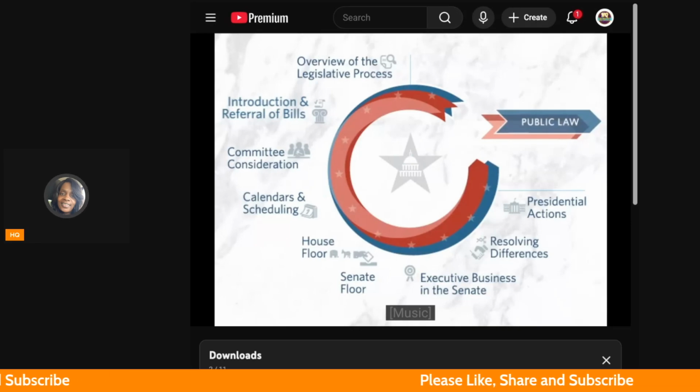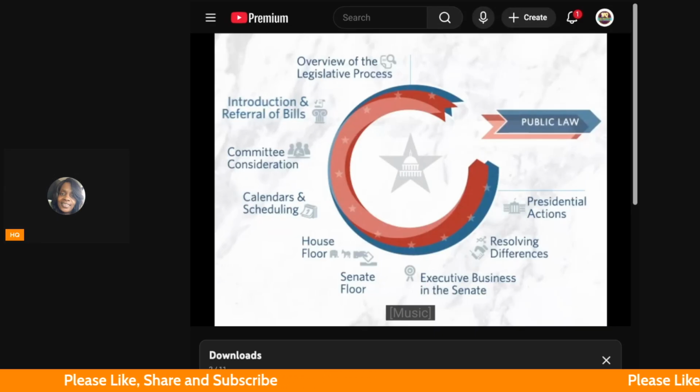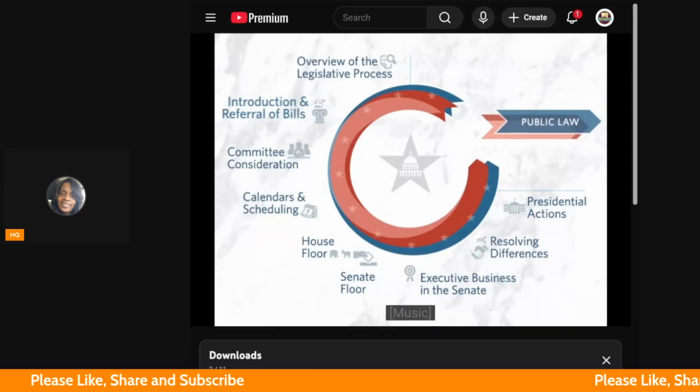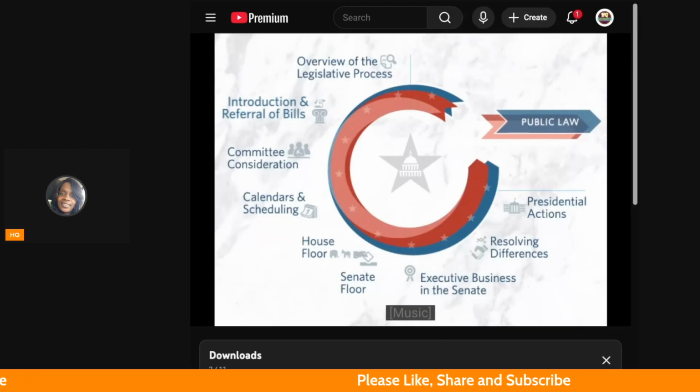Reaching a calendar signals survival, not success. At this point, the question is no longer whether a bill is valid, but whether it's worth spending floor time on. Leadership weighs the risk, the controversy, and opportunity costs. Delay here is often intentional, allowing bills to stall without forcing members to take a public position.